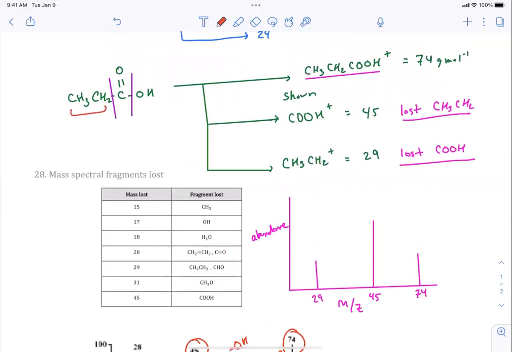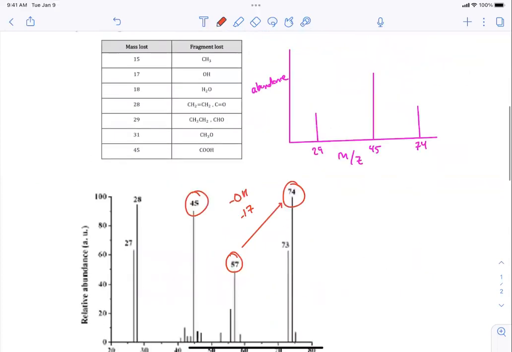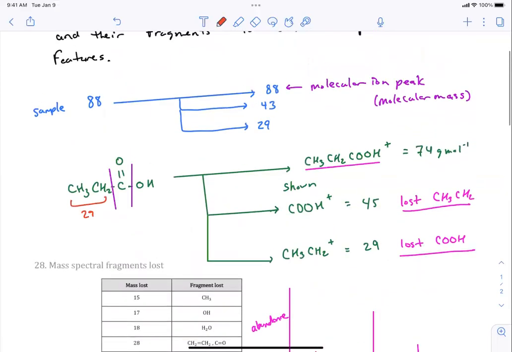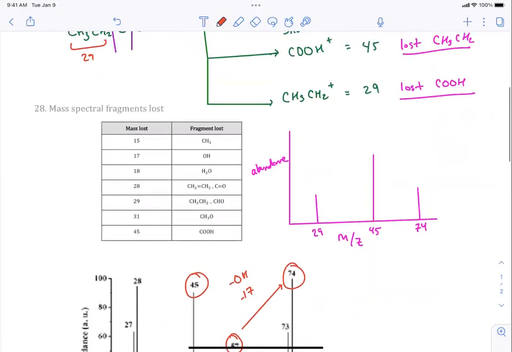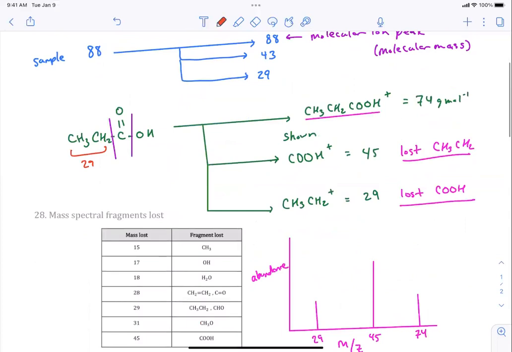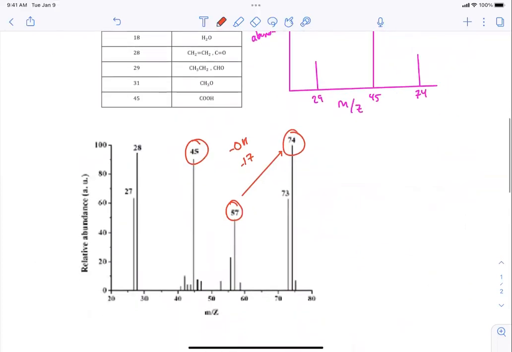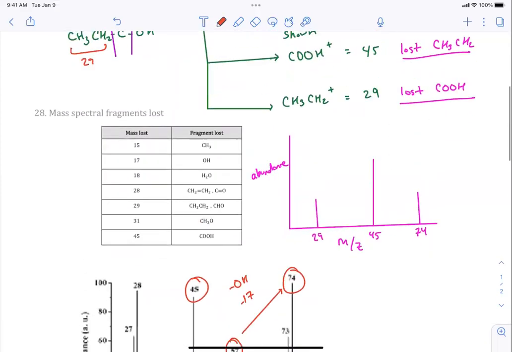Because this whole thing is 29. I don't think it would be as complicated here, because the only thing that's really 28 is C double bond O. Both parts would have to break off, but for the IB, they're going to keep things pretty simple and you're only going to have one break each time. So I doubt you'd see a 28 here if they were giving you the propanoic acid mass spectra. That's really strange here, but you get the idea of these peaks.